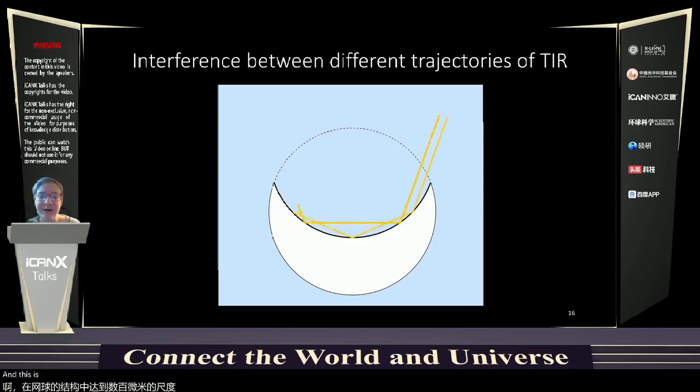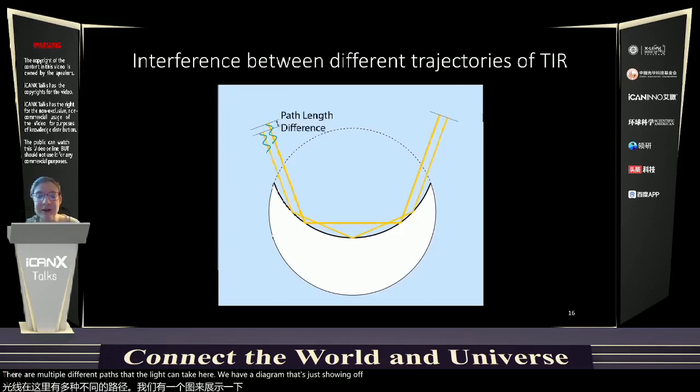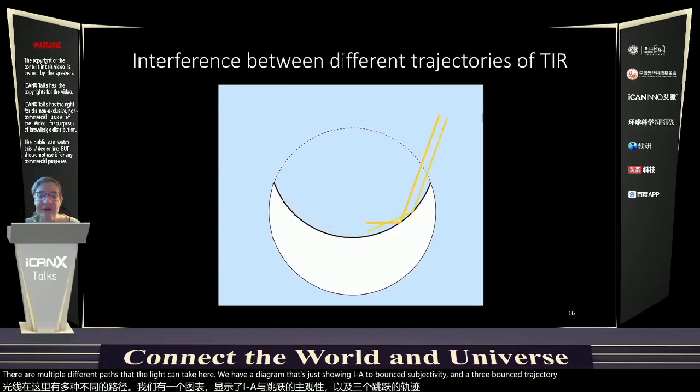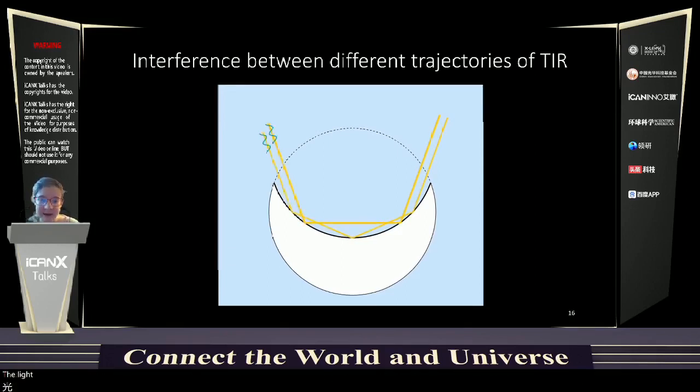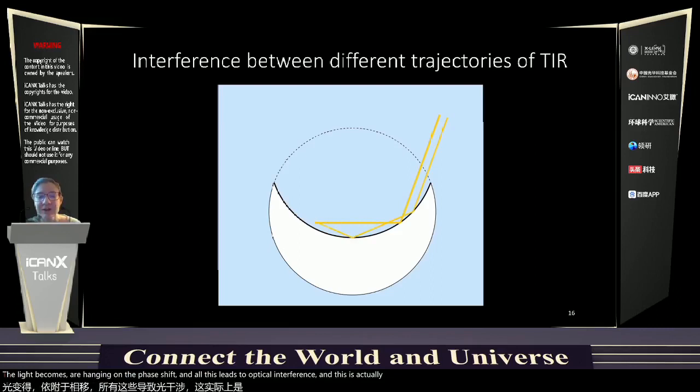And this is possible because at these concave surfaces where we have light undergoing total internal reflection, there are multiple different paths that the light can take. Here we have a diagram that's just showing a 2-bounce trajectory and a 3-bounce trajectory. These trajectories have different path lengths. The light has a phase shift, and then this leads to optical interference. And this is actually what's generating the structural color in these droplets.